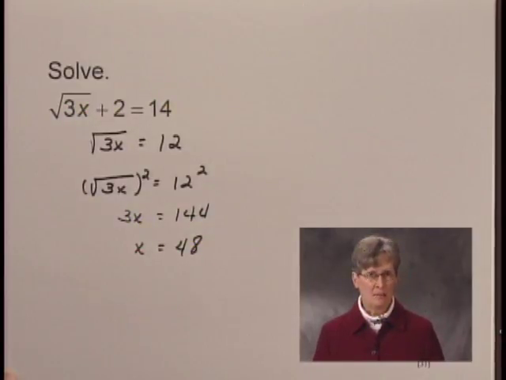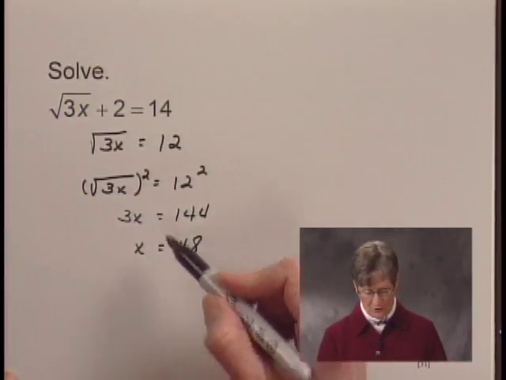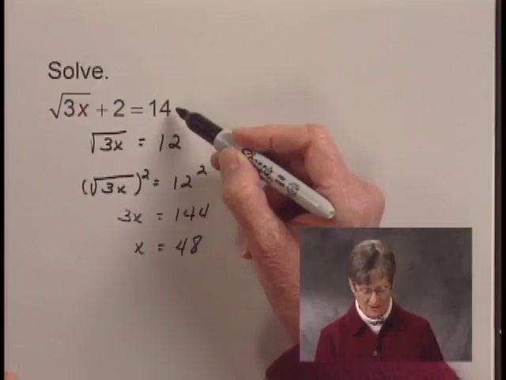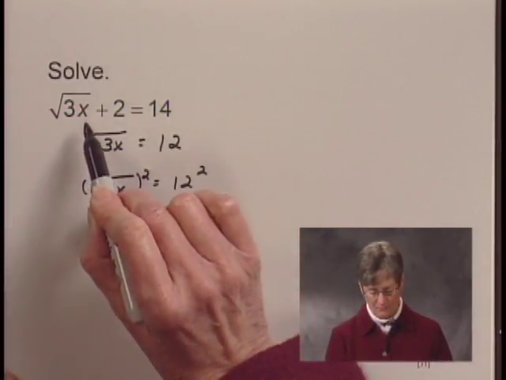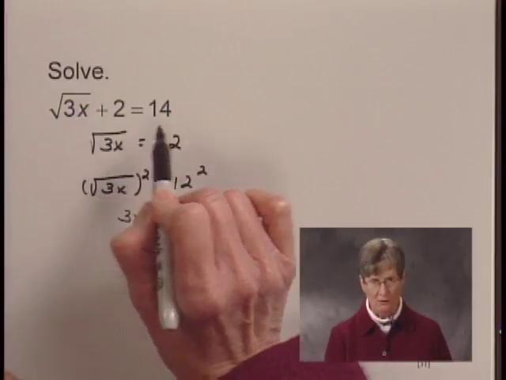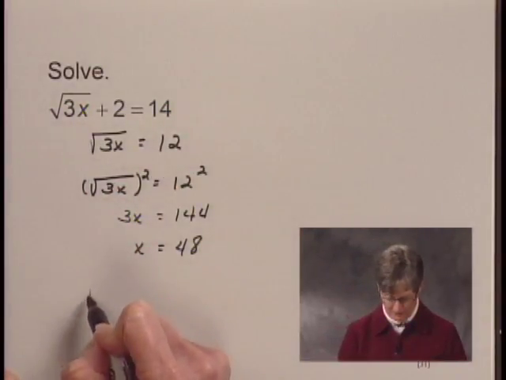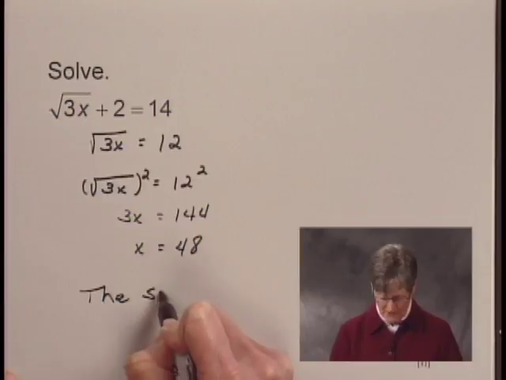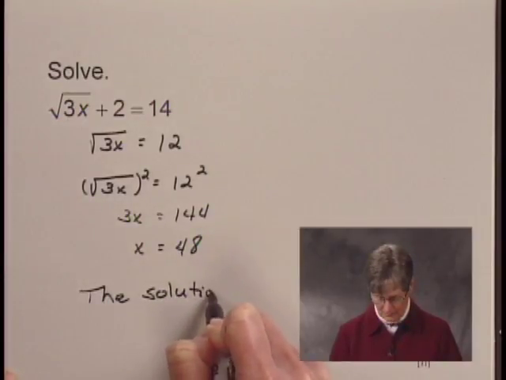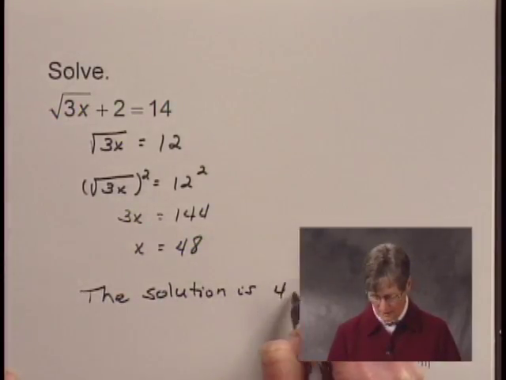Now, when we use the principle of squaring, we need to go back and check the solution in the original equation to see if it is a solution of that equation. And if we would do that, substituting 48 for x in this original equation, we would find that we get a true equation. So we can say that the solution is 48.